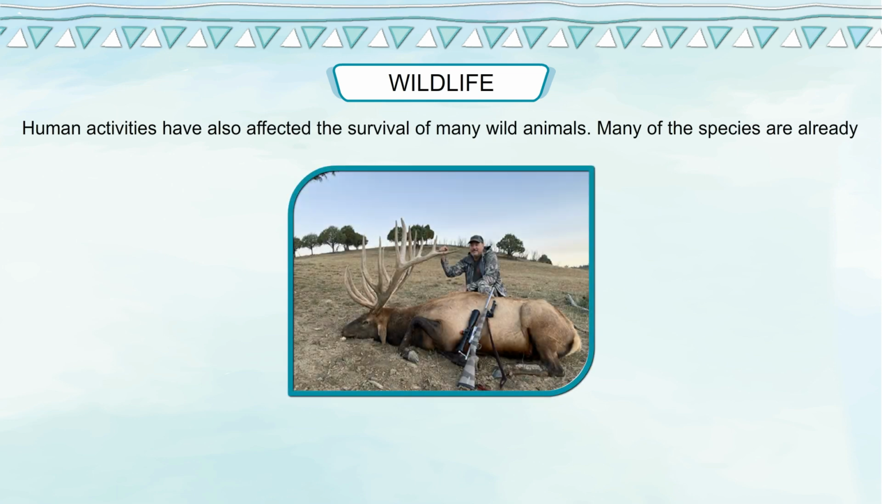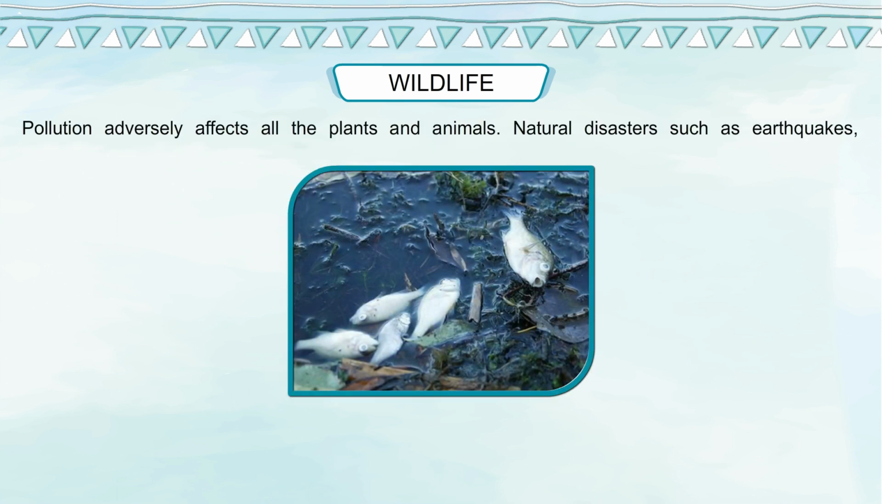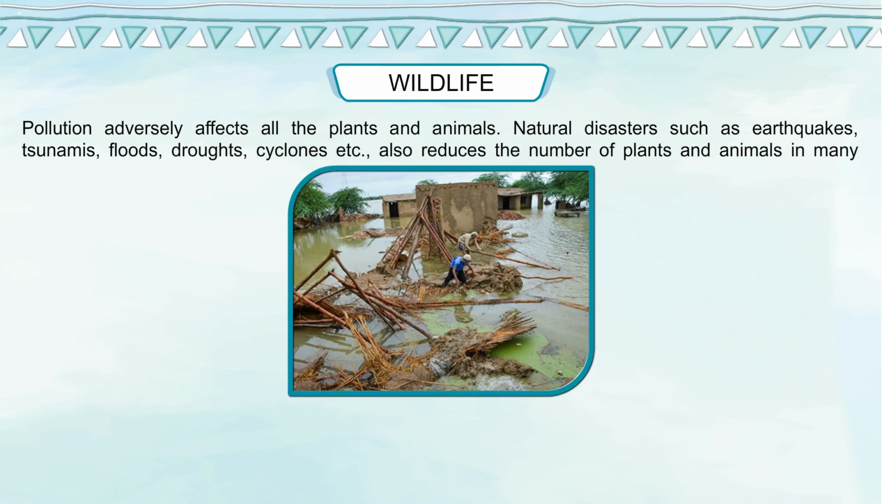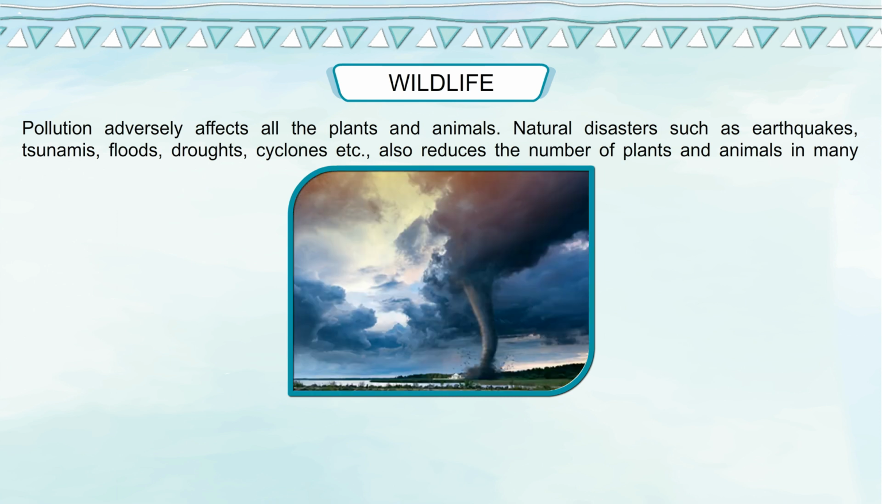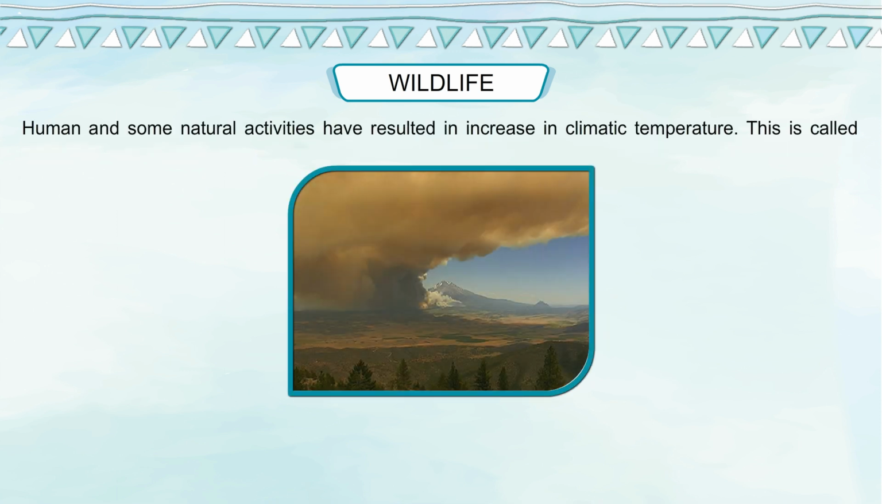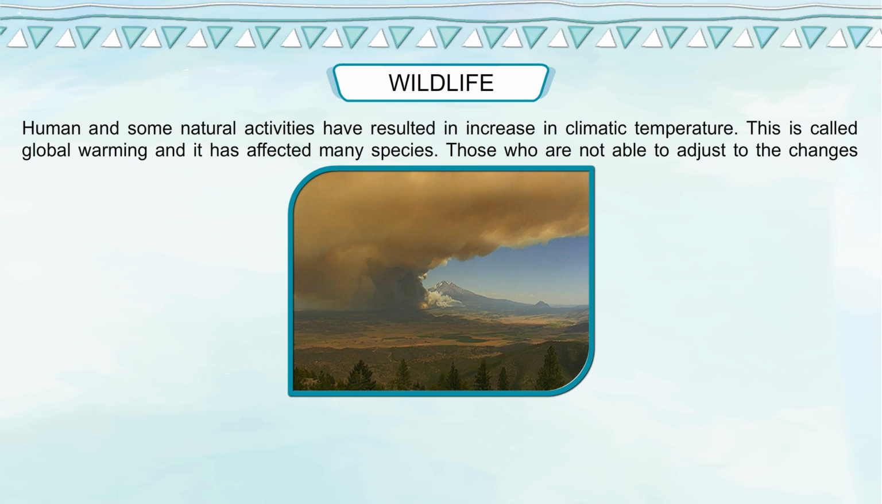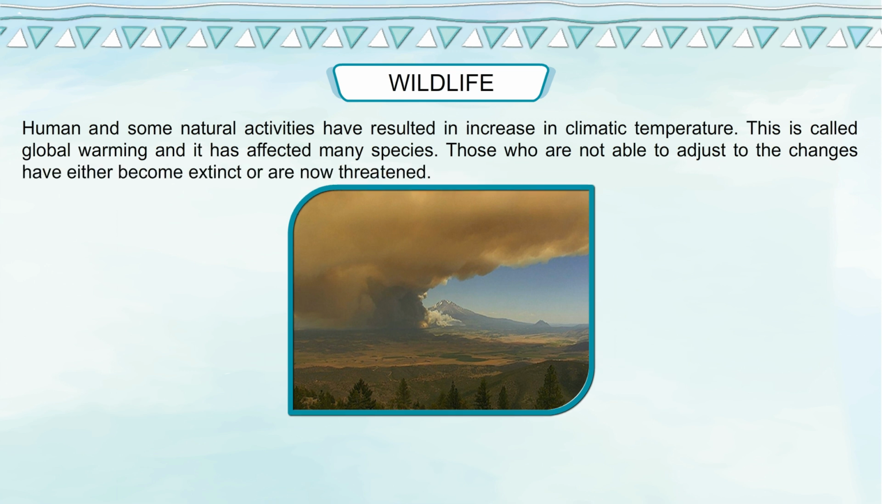Wildlife. Human activities have also affected the survival of many wild animals. Many of the species are already extinct and many others are decreasing at an alarming rate. Pollution adversely affects all the plants and animals. Natural disasters such as earthquakes, tsunamis, floods, droughts, cyclones, etc. also reduce the number of plants and animals in many areas. Human and some natural activities have resulted in increase in climatic temperature. This is called global warming, and it has affected many species. Those who are not able to adjust to the changes have either become extinct or are now threatened.